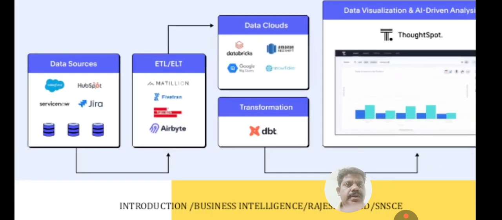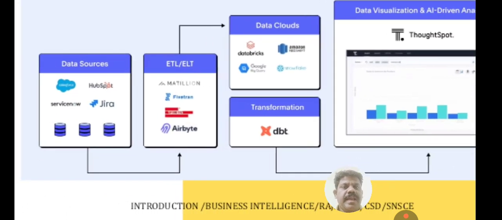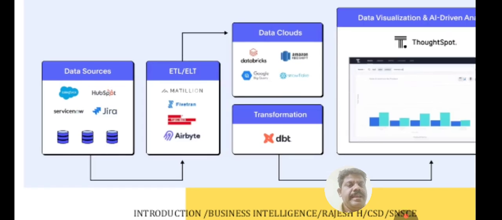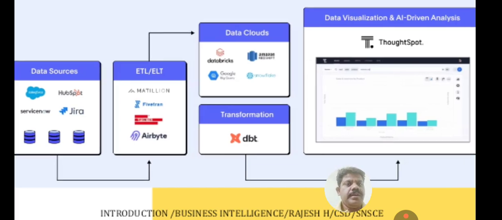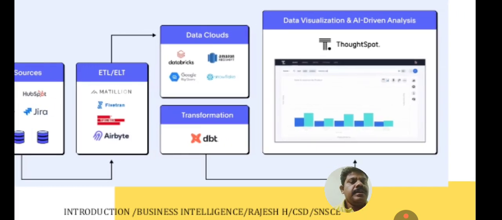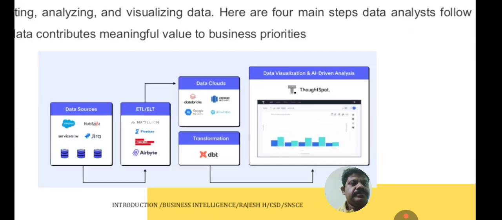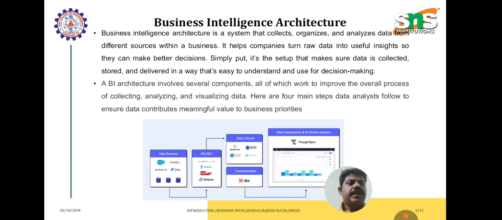If you look at the diagram closely, the data sources can be taken from various sources. There is also a method called ETL and ELT, which means extract, transform and load, or extract, load and transform. There are other data clouds also available, and the transformations take place followed by the process. At the end of the process, the data visualizations can be achieved with AI-driven analysis. So this is where the BI architecture is understood.